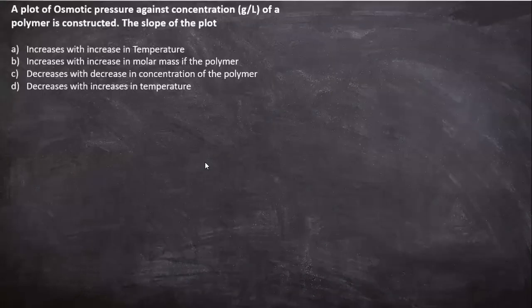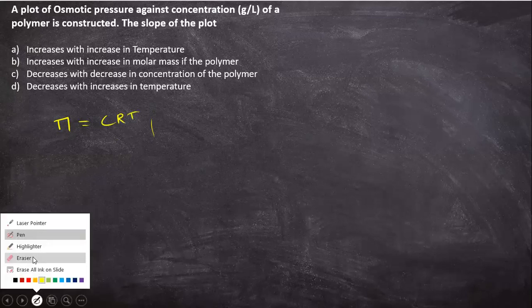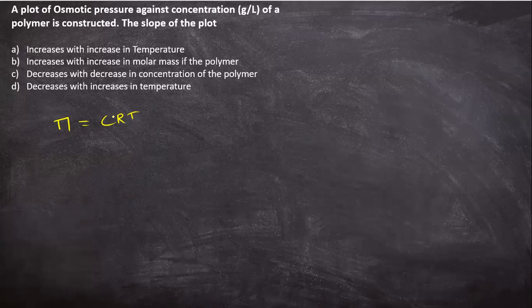So yes, what is the question? A plot of osmotic pressure against concentration of a polymer is constructed. The slope of the plot... So what they have told, we can use the formula pi is equal to CRT, where pi is the osmotic pressure. So a plot of osmotic pressure against the concentration. Here they have told osmotic pressure, guys. So this is osmotic pressure, right?